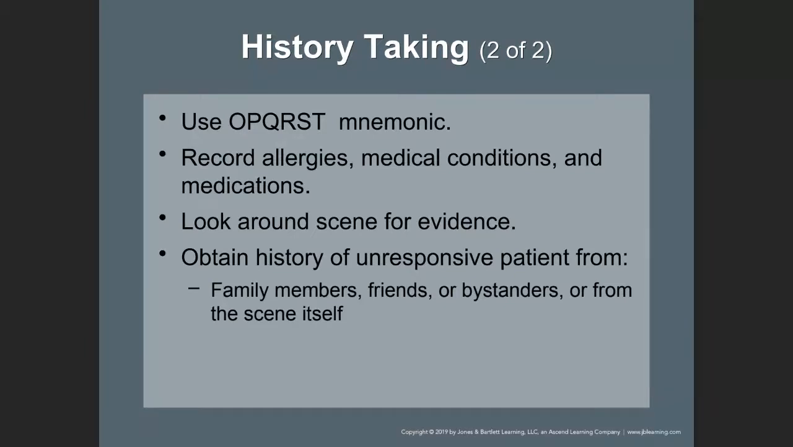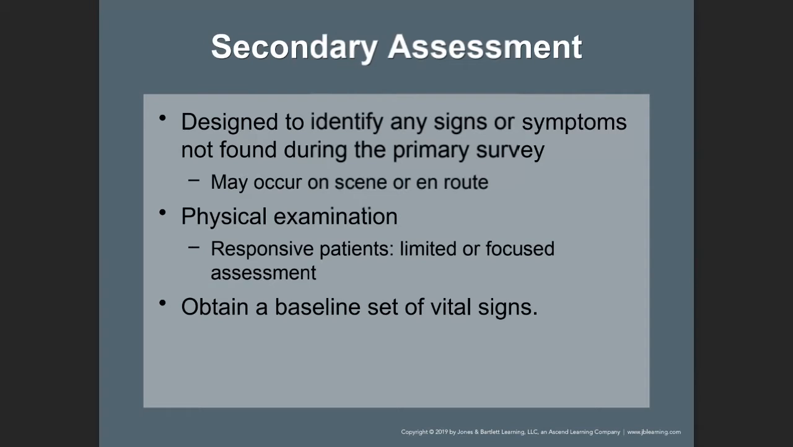Obtain history of unresponsive patient from family members, friends, or bystanders, or from the scene itself. And if you're in a location where you're not able to get adequate info on the patient, then it's very important that you include pupil reaction, GCS, and pulse oximetry in your vital signs. Very important.